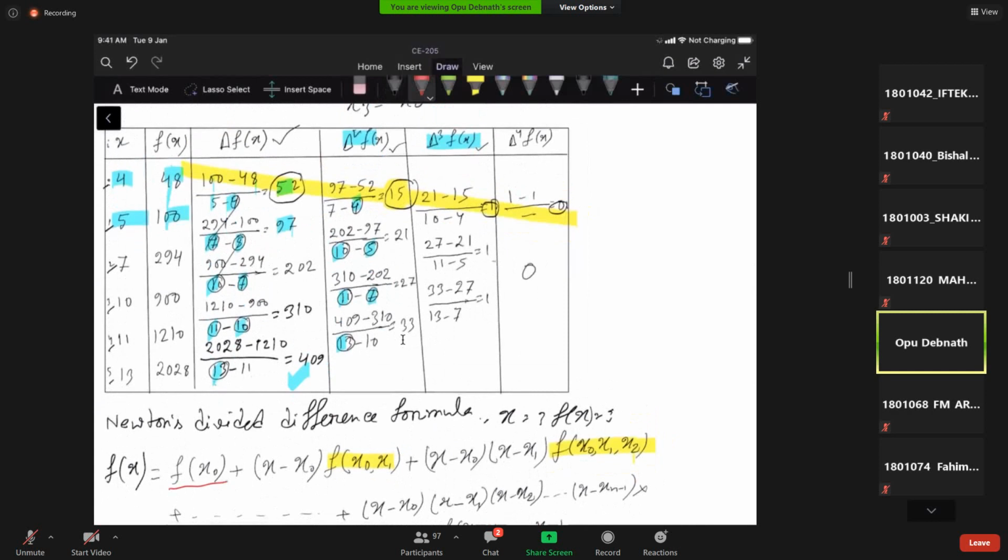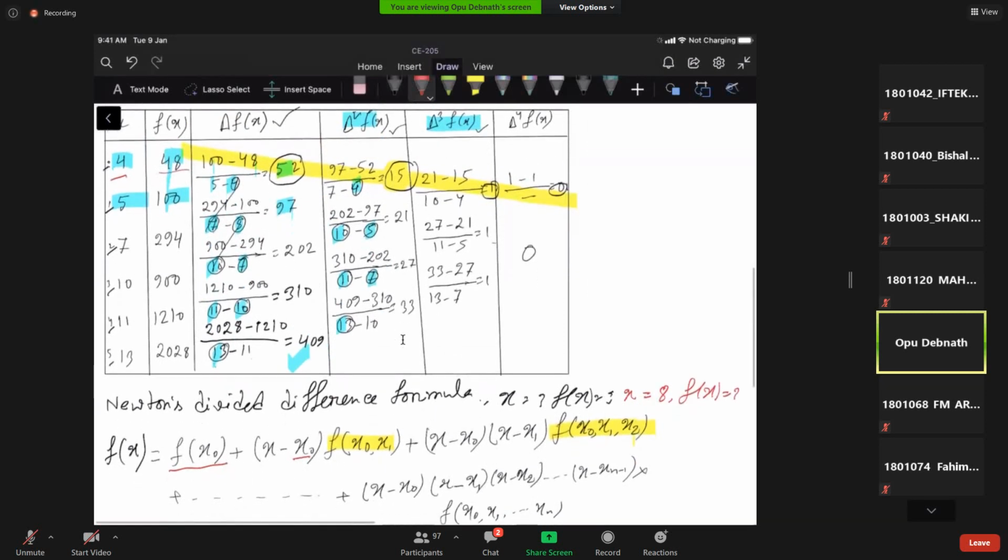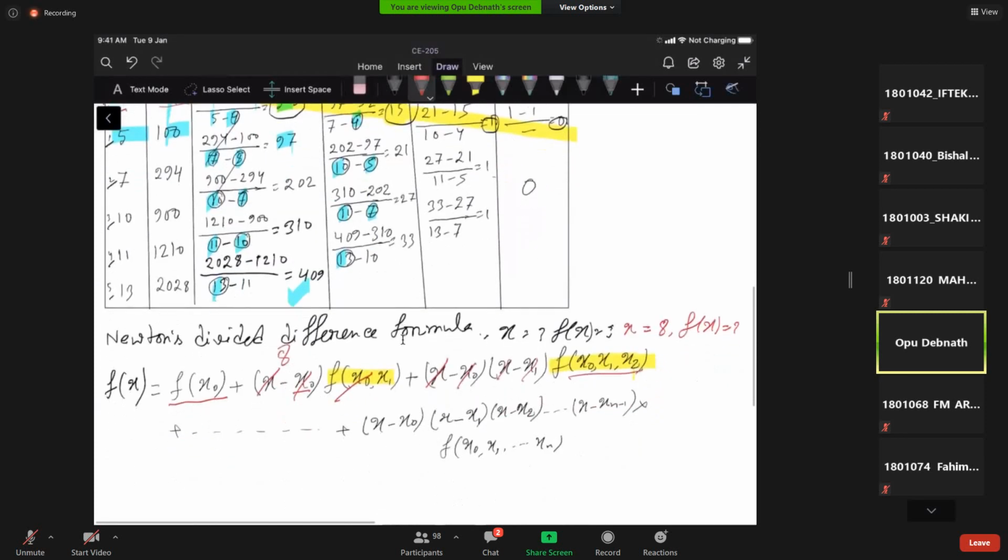And f of x0 is known. In x minus x0, x0 is known; x0 is 4. If I want to know for x equal to 8, what is f of x? You need to solve for x equal to 8. So f of x0 is known. Here you put x equal to 8; x0 is known from the table, x1 is known. All these values are known. After putting all these values, you will simply find a result. So this is the Newton's divided difference formula.